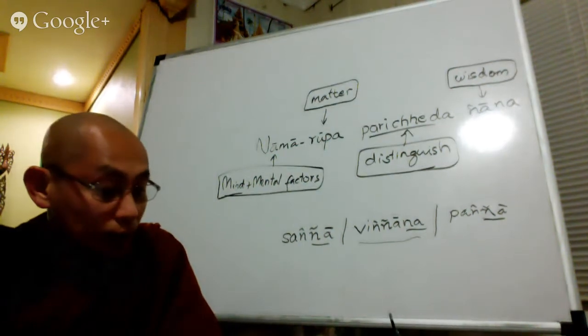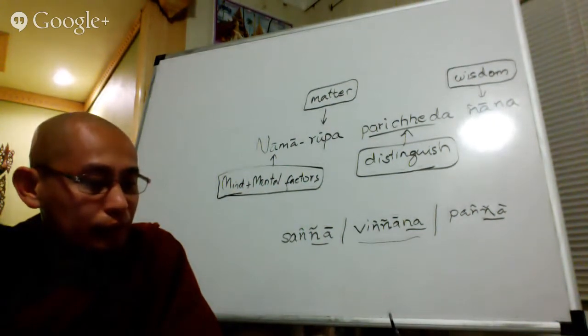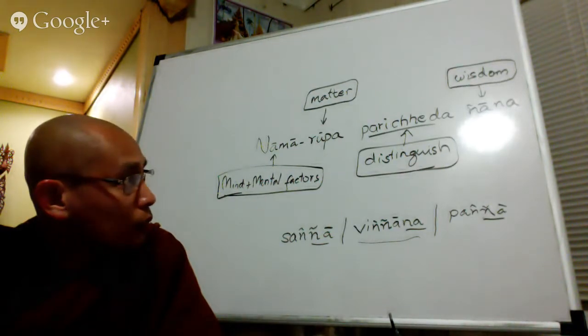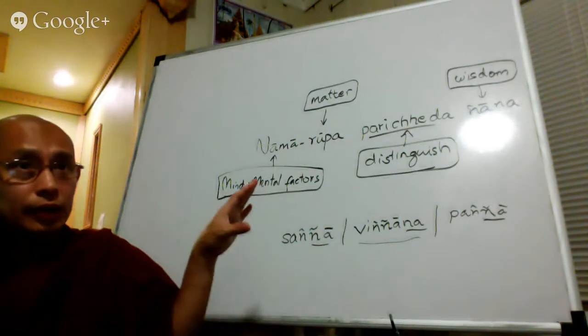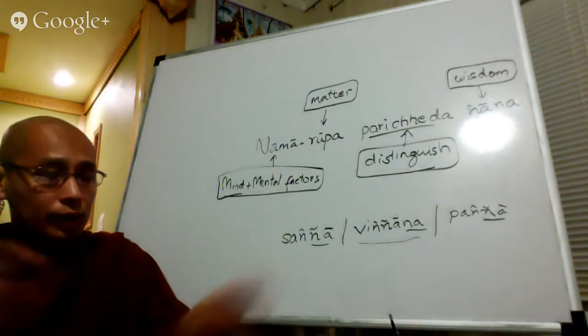Okay, so we will learn about how to associate with wisdom and mind, associated mind. So we will learn later.